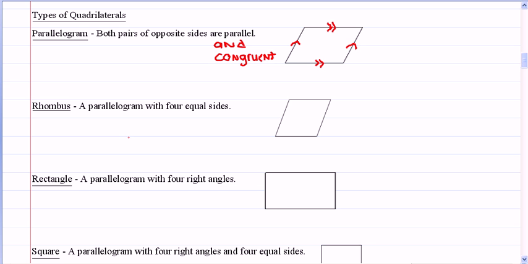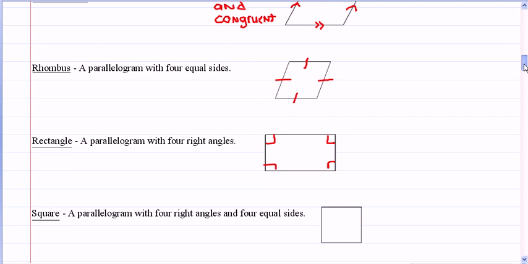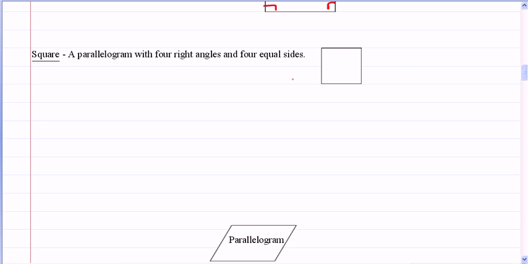The second type of quadrilateral is a rhombus. And a rhombus is a parallelogram, so we know that opposite sides are parallel and congruent, but it also has 4 equal sides. So I will show that by putting the same number of dashes through all 4 sides. A rectangle, again another type of parallelogram, has 4 right angles. And a square, another type of parallelogram, has 4 right angles and 4 equal sides.